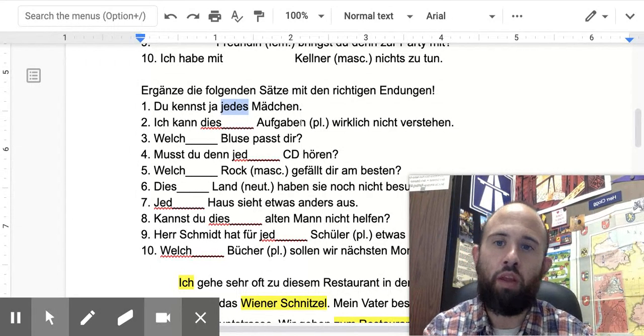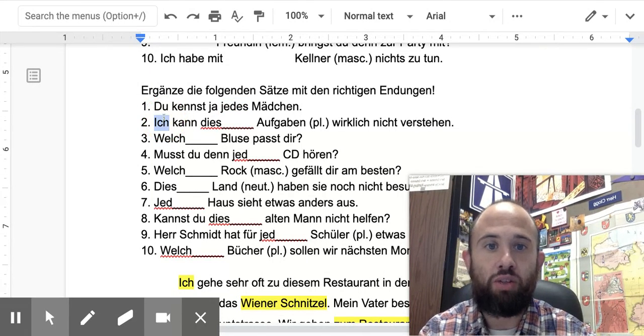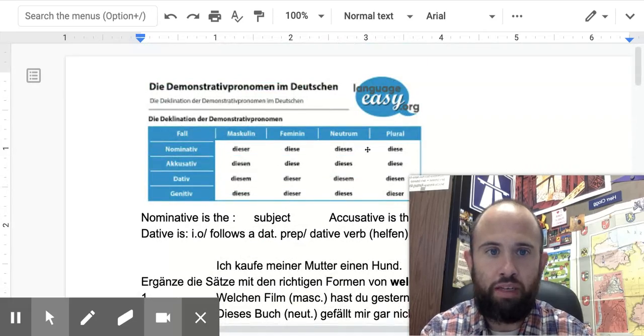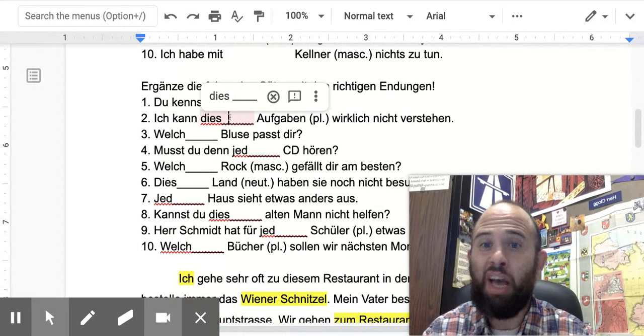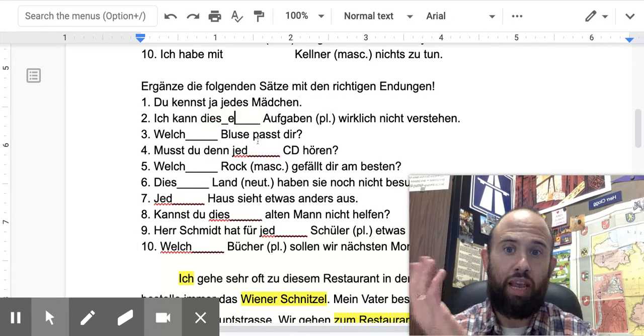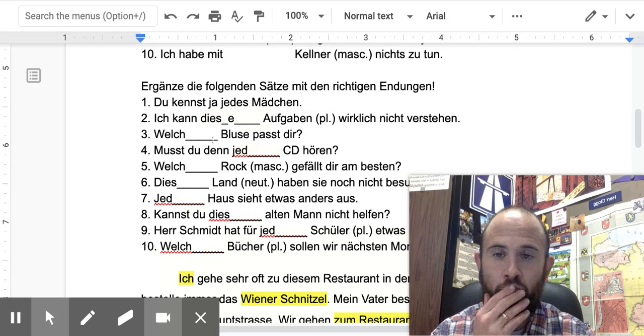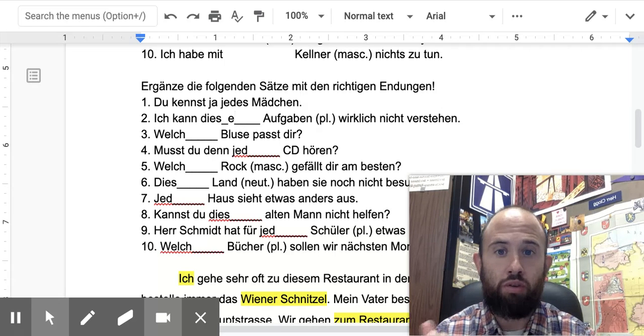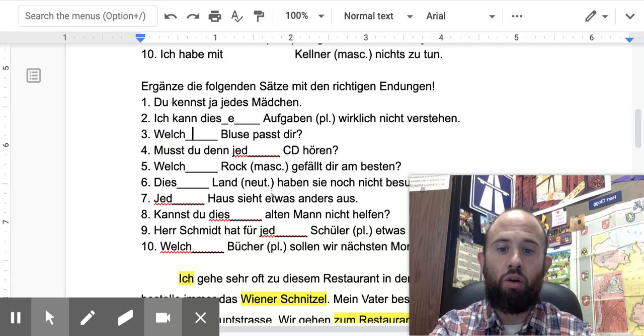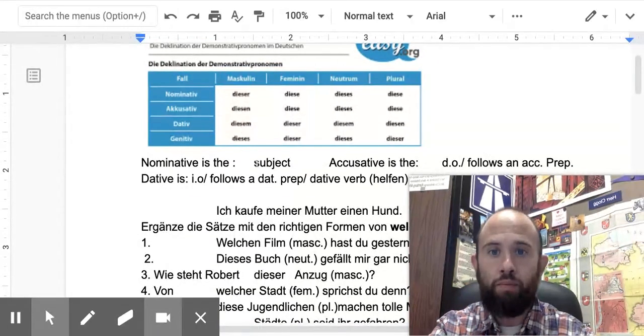It's plural. Ich is our subject, so it's got to be either accusative or dative. It can be diese or diesen. It's diese if it's accusative, it's diesen if it's dative. I don't see anything really that sticks out as being dative, so it's going to be diese. For three, Bluse is the subject. Bluse is also feminine. It's going to go to welche, because that's what happens when we match those up. Feminine, nominative, diese.